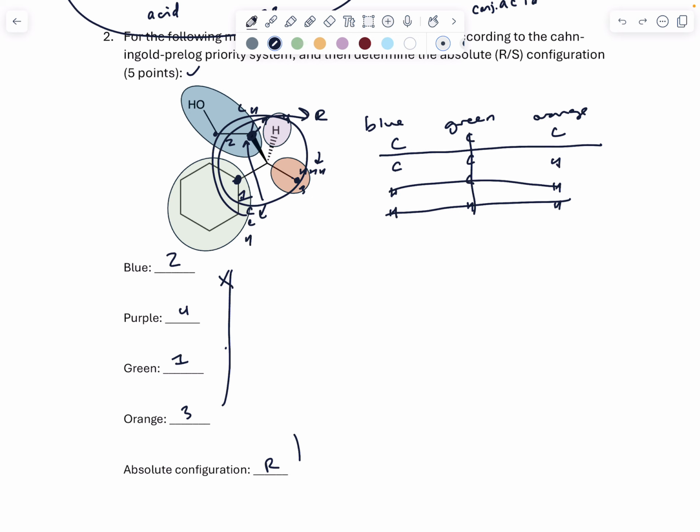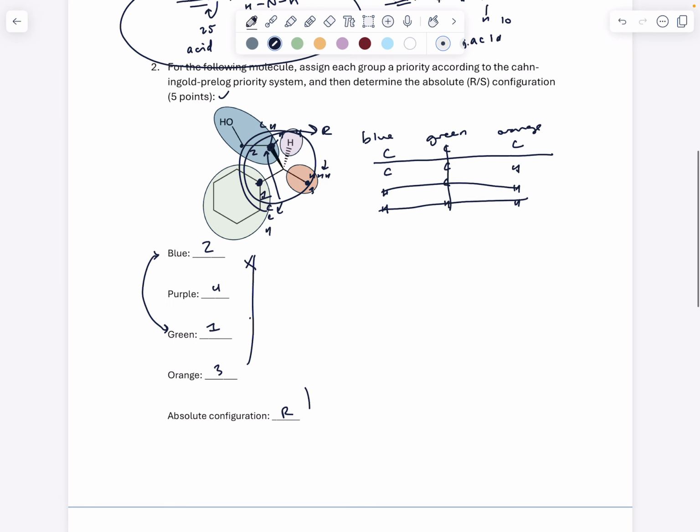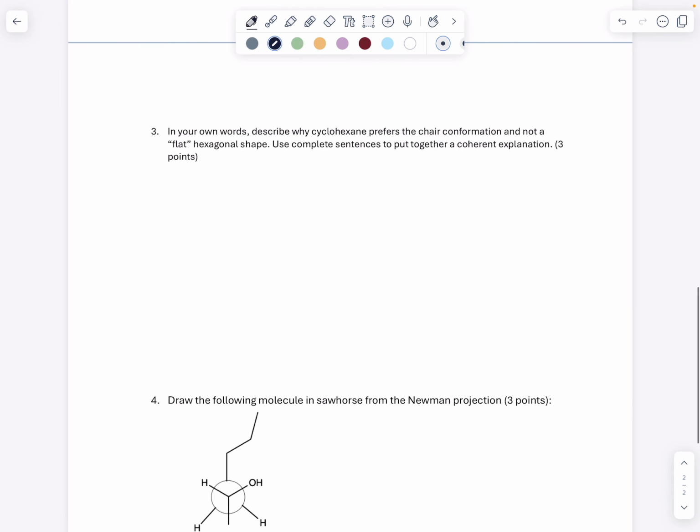Like if you swapped blue and green, which is what I saw most people do, then it would be S configuration. And so we gave credit if you put S at the bottom, as long as you swapped blue and green, because that was consistent with your early answers. So it's kind of like, we don't want you to be deducted points twice for that one mistake. And then even if you put this in the wrong order, if you still got R, then we gave you credit for it. So we try to give as much points on that as possible.